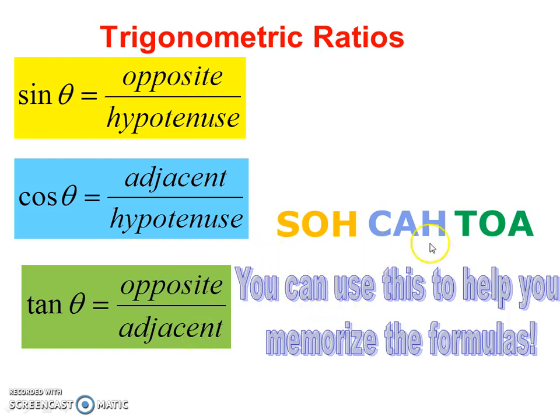You can use this same SOHCAHTOA to help you remember the order of which side goes over which for each of the trig ratios. So sine, opposite over hypotenuse, cos, adjacent over hypotenuse, tan, opposite over adjacent. SOHCAHTOA. Can you pause the clip now and write that down? The whole screen.